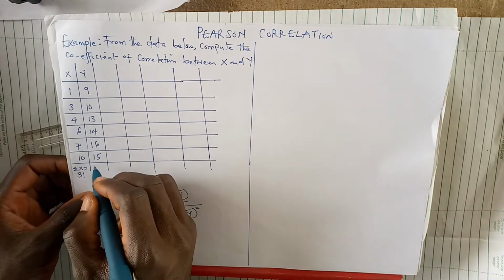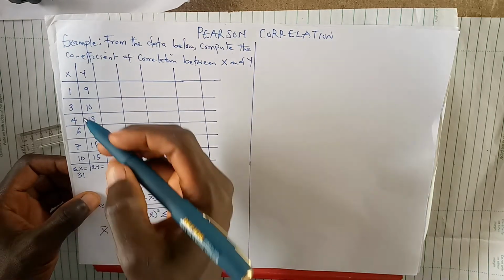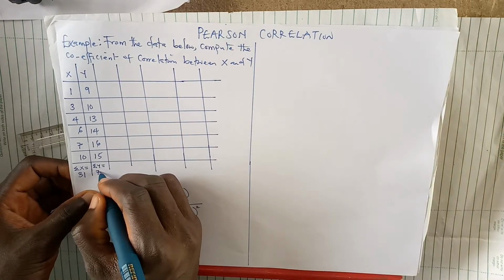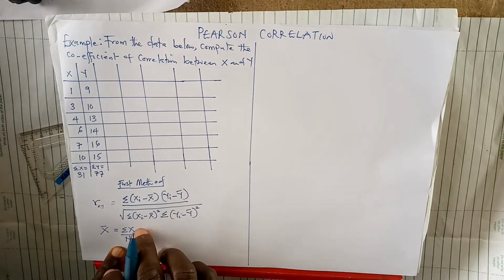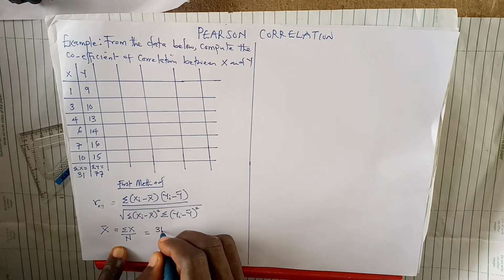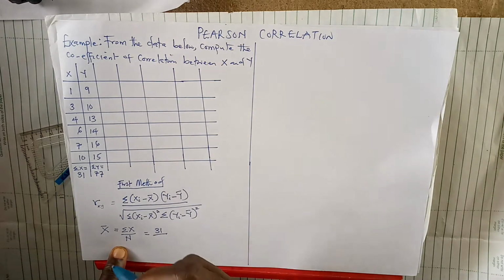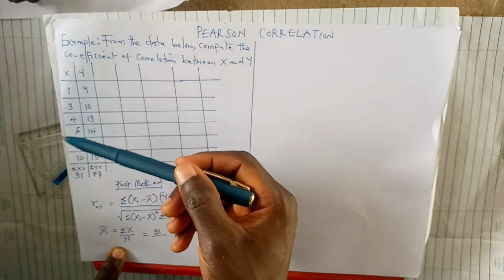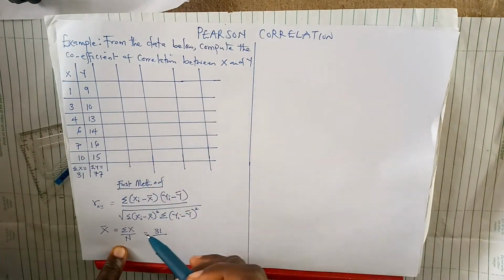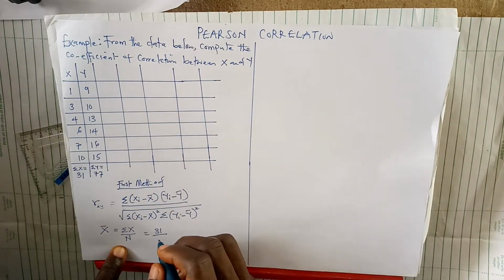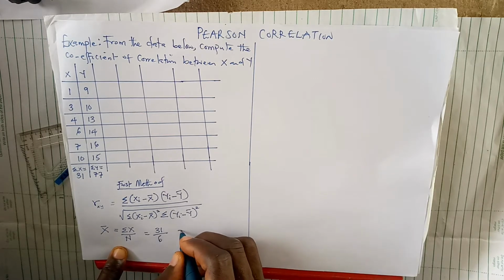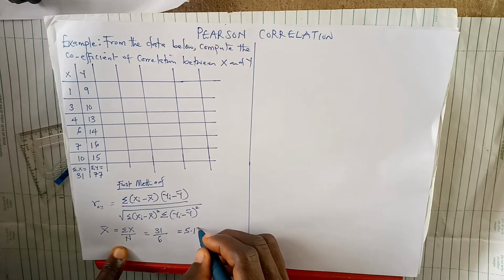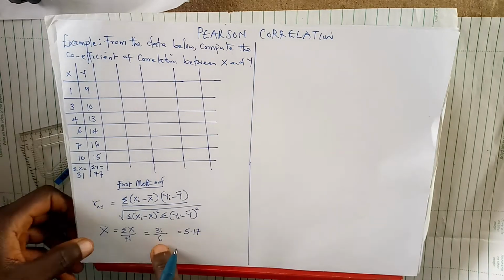Same thing, we have summation y. Our summation y equals 9 plus 10 plus 3, and so on. You add up all this column, and this will definitely give us 77. Therefore, our summation x equals 31, divided by n. What is our n? Our n is the number of observations. How many observations do we have here? We have 1, 2, 3, 4, 5, 6. You can see we have 6 rows. Therefore, n equals 6. 31 divided by 6 will give us 5.17. So we've gotten the mean of x.